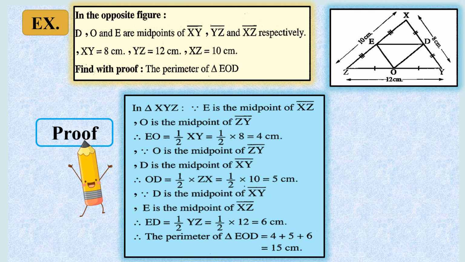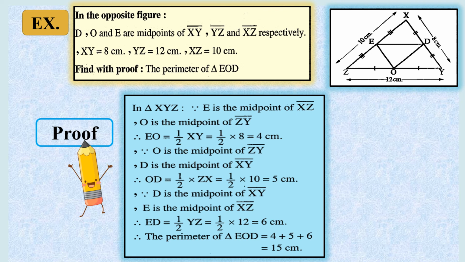Since O is the midpoint of ZY, D is the midpoint of XY, then OD equals half ZX, which equals 1 over 2 times 10, equal to 5 centimeters. Similarly again, since D is the midpoint of XY, E is the midpoint of XZ, then ED equals half YZ, equals half times 12, which is equal to 6 centimeters.